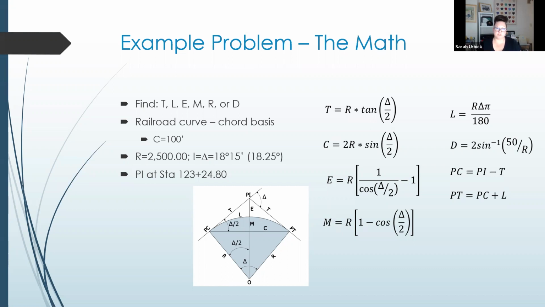If we look at just the numbers, 11,923.25 feet plus 796.31 feet gives us 12,719.56 feet. Converting that to stationing, 127 plus 19.56.